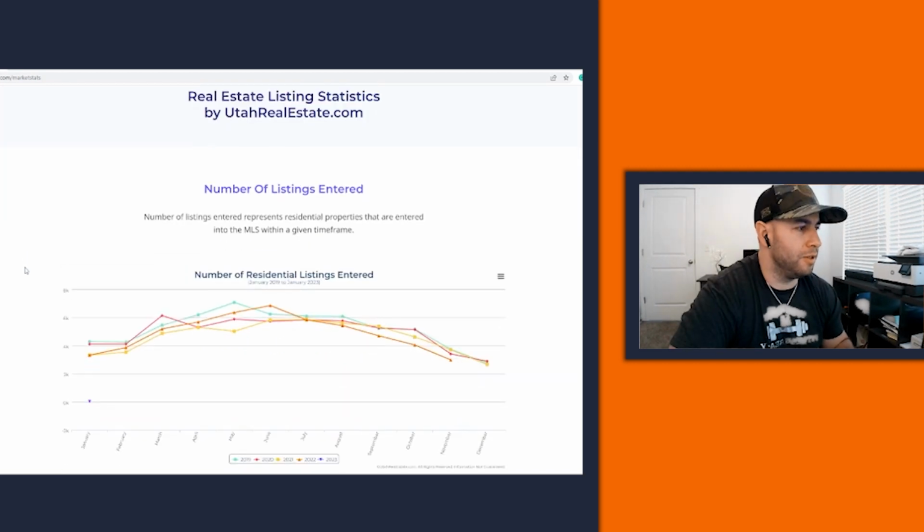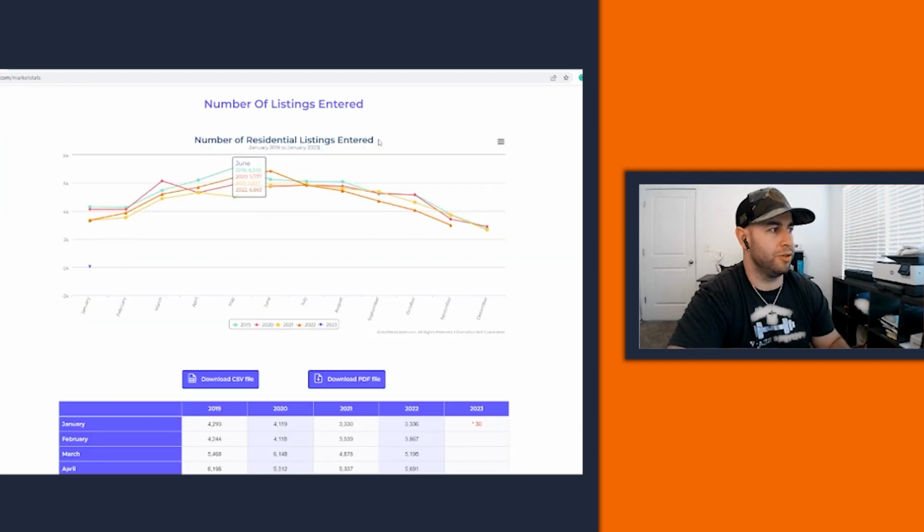All right, number of listings entered. So, number of residential listings entered into the MLS. You can see we've got this turtle shell. We talk about it all the time. It'll continue to trend down. It probably will be like right here at the end of December. That's just the nature of the beast, right? It always looks like this.